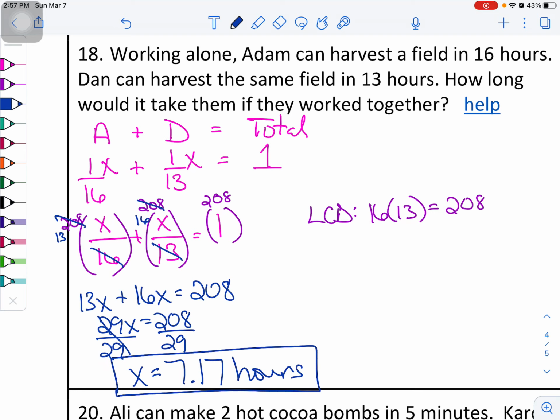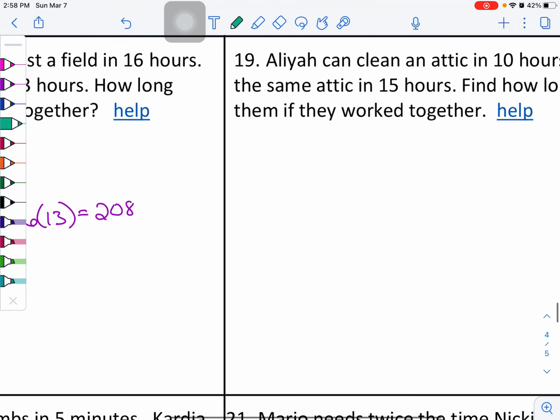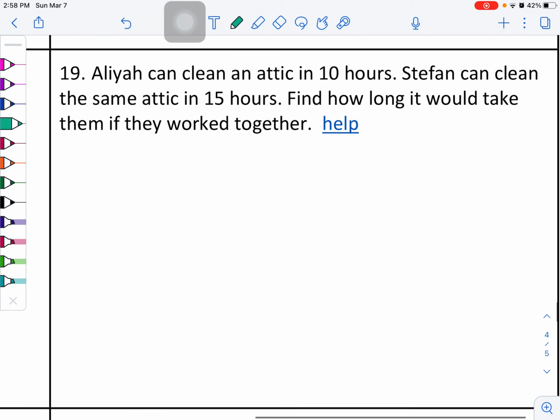So if Adam and Dan work together to harvest a field, it would only take them 7.17 hours, compared to Adam working by himself for 16 hours and Dan working by himself for 13 hours. Working together, this time is always going to be less than either person working by themselves if they are not trying to complete some additional number of tasks. If I had asked how long would it take them to complete 5 fields, then it would be slightly different. So just be aware of that.